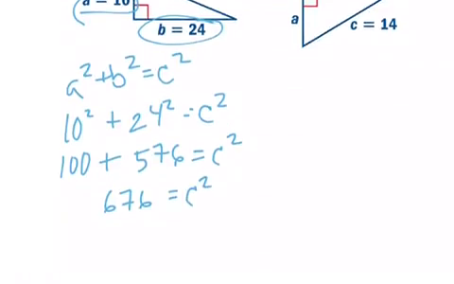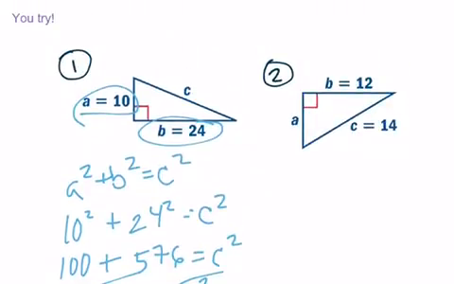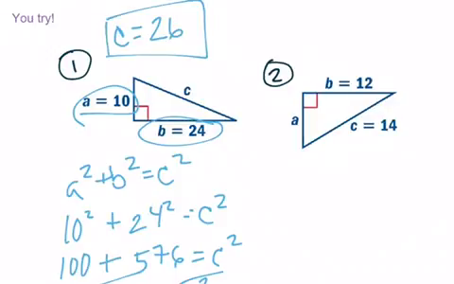Last step is to find the square root of both sides. The square root of 676 is 26. Again, remember plus minus. So therefore the solution to this is c equals 26, because it can't be negative.